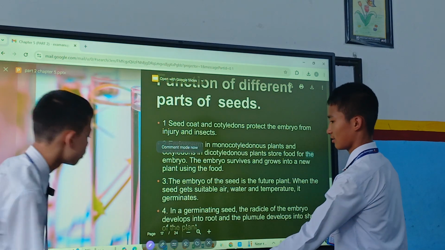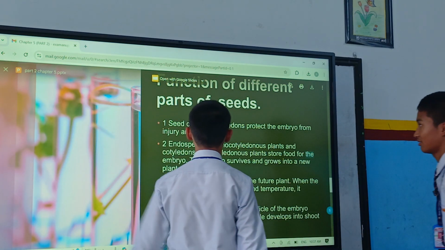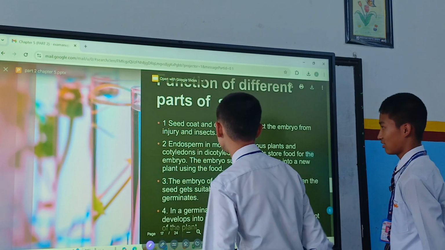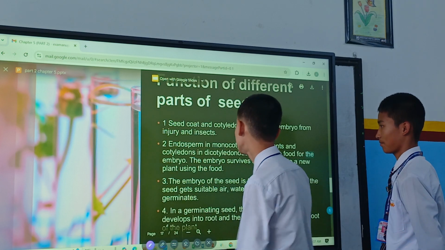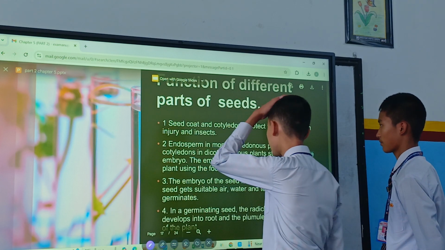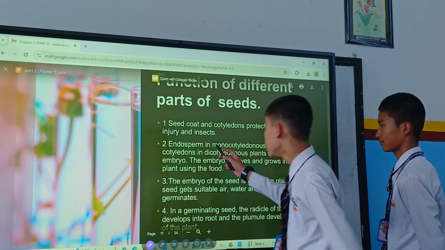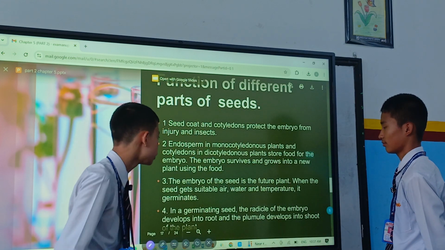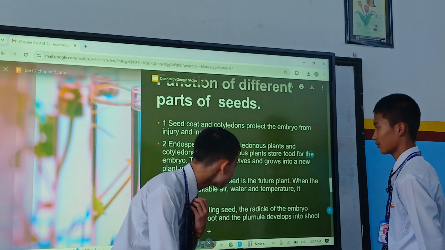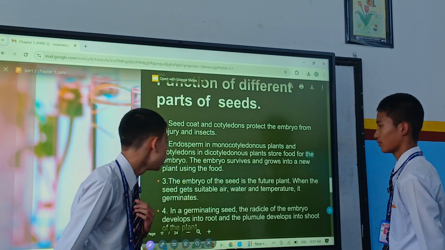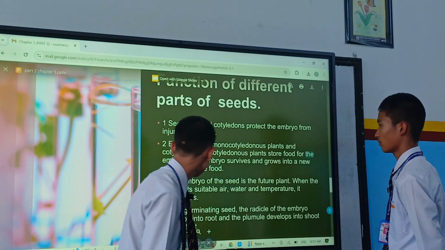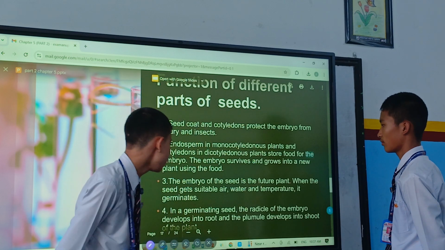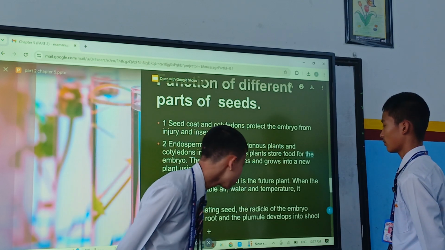You do this? The functions of different parts of the seed. Number one, seed coat and cotyledons protect the embryo from injury and insects. Endosperm in monocotyledon plants and cotyledons in dicotyledon plants store food for the embryo. The embryo survives and grows into a new plant using the food. The embryo of the seed is the future plant.